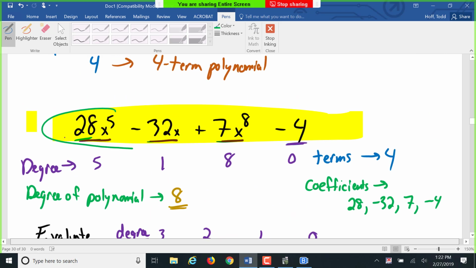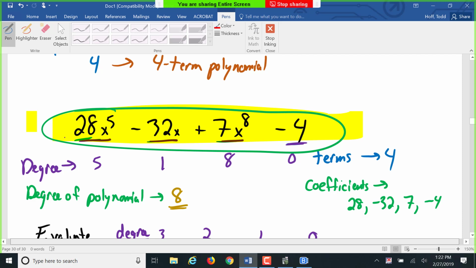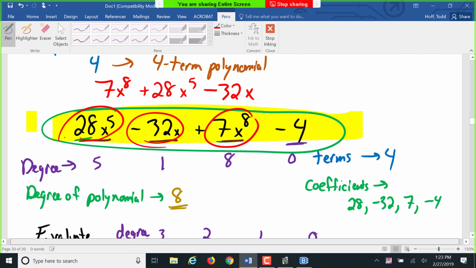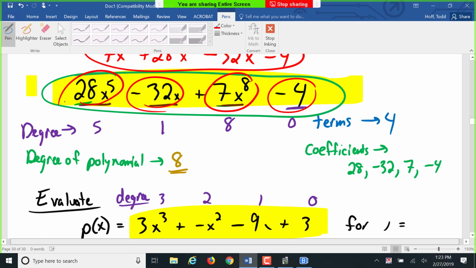So up here, if I wanted to rewrite this in descending order, what term would come first? 7x to the 8th is the largest degree of any of the terms. What would be next? Plus 28x to the 5th. Good. That is the next largest. What's next? Negative 32x. That's the next. And finally, minus 4. That would be descending order.